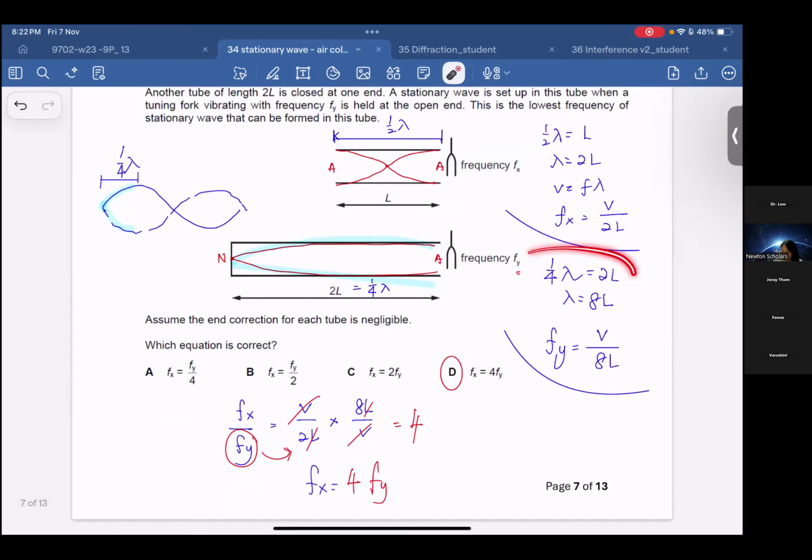Here, your mistake is here. 1/4 wavelength equals 2L. So the wavelength should be, moving the 4 to the other side, 4 times 2L. Manjo, okay or not? The rest of the working steps are correct. Just this part you made a mistake. Okay, we go to the next page.